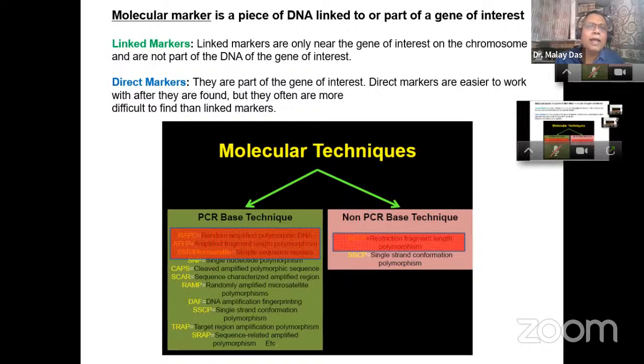Now, molecular markers, as you know, are of 2 types. These are basically DNA stretches, but they can be of 2 types. One is a linked marker, which is always linked to your target gene of interest. But in the case of a direct marker, it is actually part of the gene itself. So you can develop molecular markers in 2 different ways, either linked marker or direct marker. And in order to do that, there are different kinds of molecular methods available in the field now. Some of them are PCR based, some are non-PCR based.